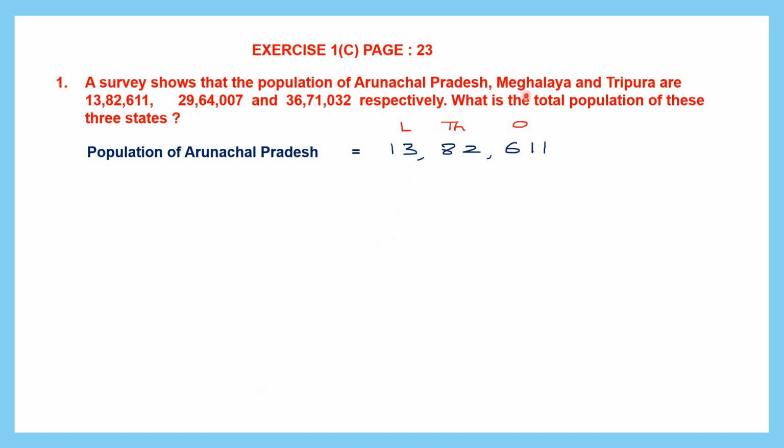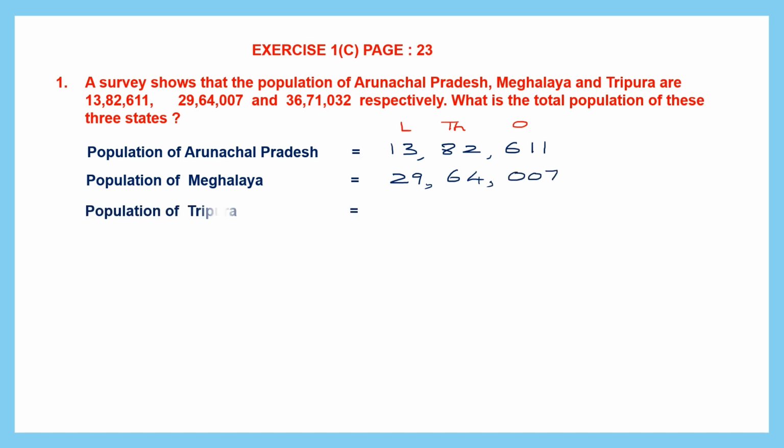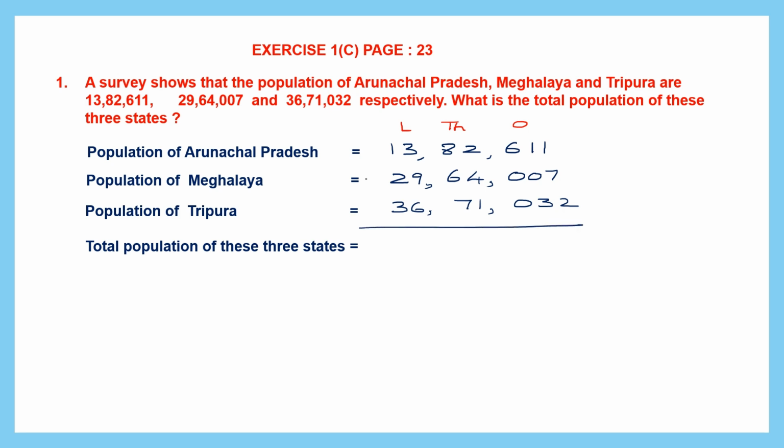Now let's go on to the next one, the population of Meghalaya. Population of Meghalaya is the second number given, and that is 29 lakh 64,007. So we have the population of Meghalaya. Then we have the population of Tripura. That's the third number given to us, 36,71,032. Now we need to find the total population. Total population means we need to add up everything. So let's add this up and see.